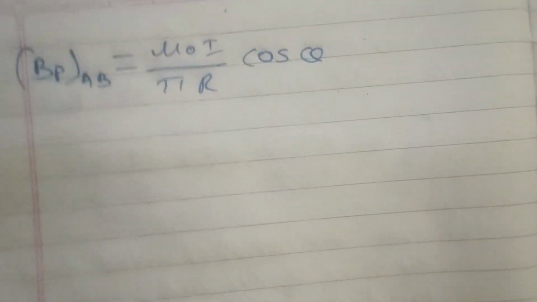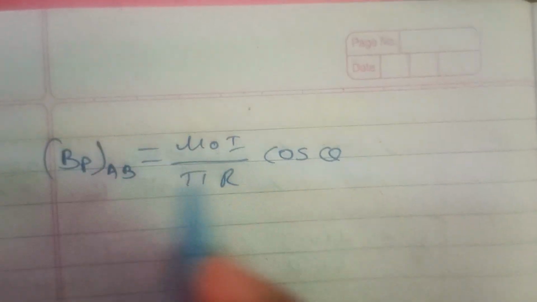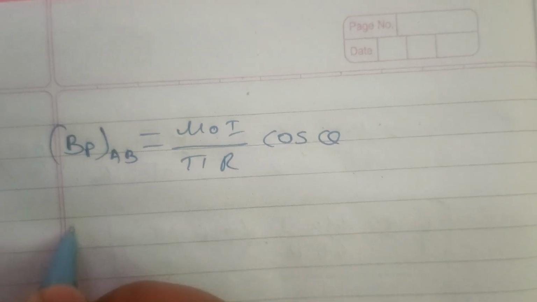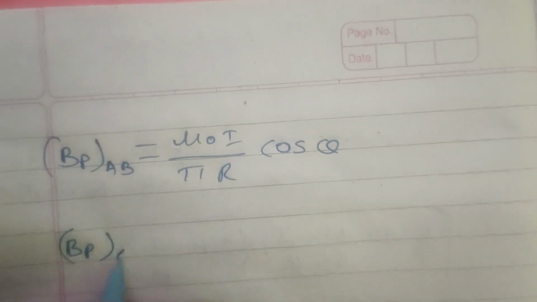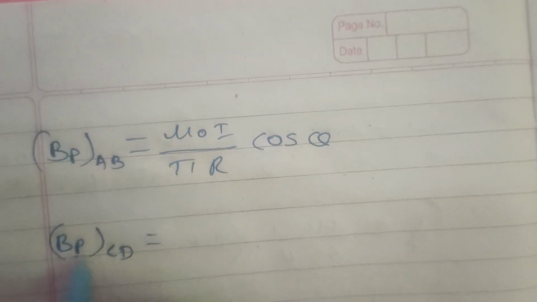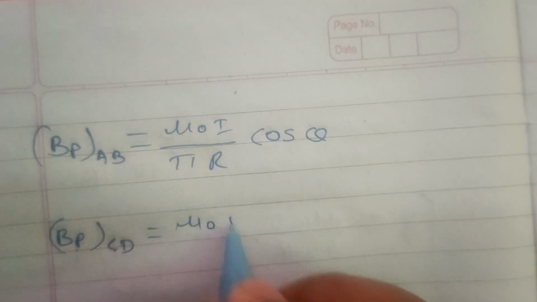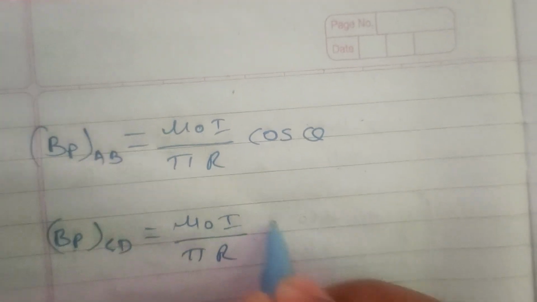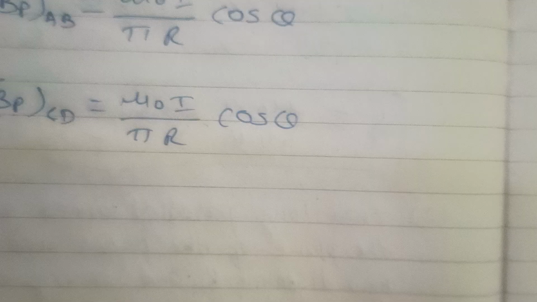μ₀I divided by πr into cos θ. This is the value of the magnetic field due to AB. Now, similar conditions apply at CD, so the magnetic field at P due to CD is also μ₀I divided by πr into cos θ, because all conditions are the same.